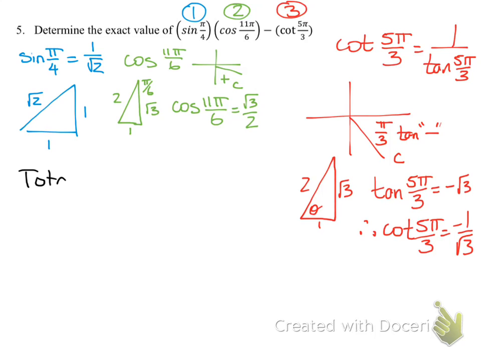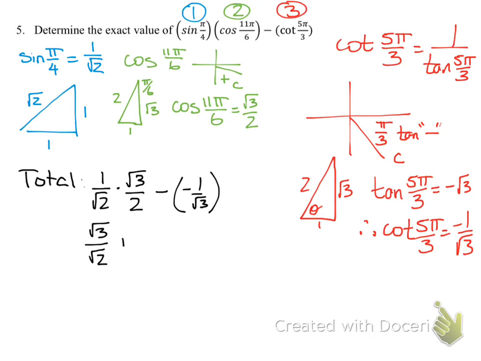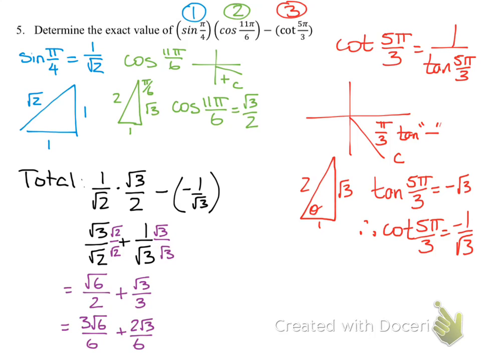And now I combine them all. And I have part 1 times part 2 minus part 3. Now I simplify a little bit, and now I have to rationalize the denominators. So I'll multiply the first part by root 2 on both sides, and I get root 6 over 2. Multiply the second part by root 3 on both sides, and I get root 3 over 3. I get a common denominator of 6, and there's my final answer: 3 roots of 6 plus 2 roots of 3 over 6. Okay, so that's number 5.